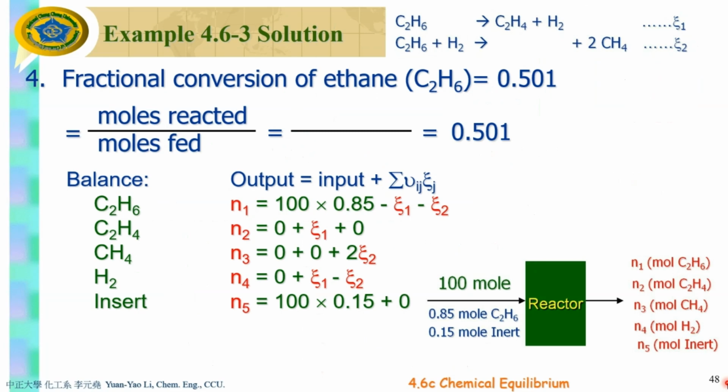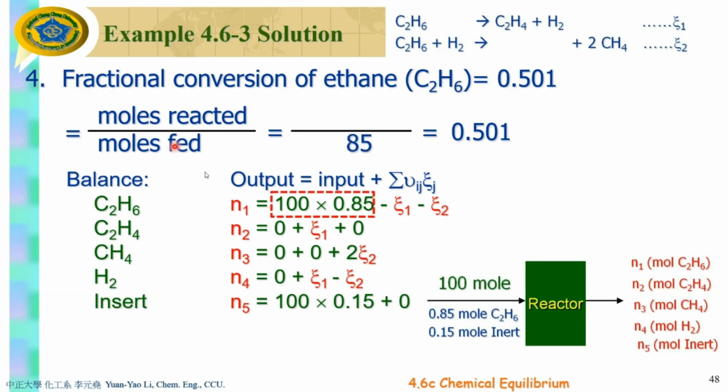So how can we get Xe1 and Xe2? Remember that we have two specifications. The first specification is the fractional conversion of ethane, which is 0.501. So if you know the definition of the fractional conversion, write it down here and set it equal to 0.501. Then probably you have a chance to get Xe1 and Xe2. Right? So this is moles reacted divided by moles fed.